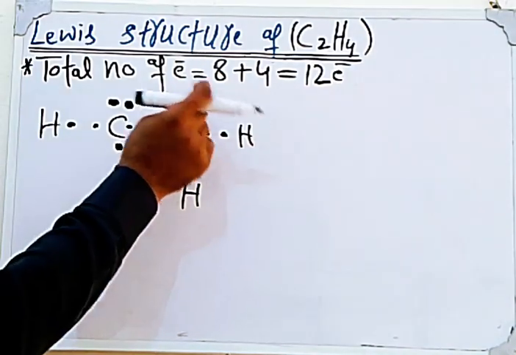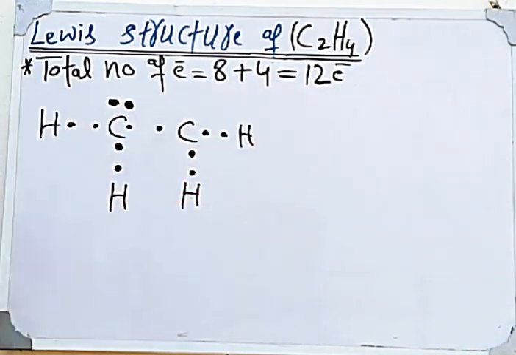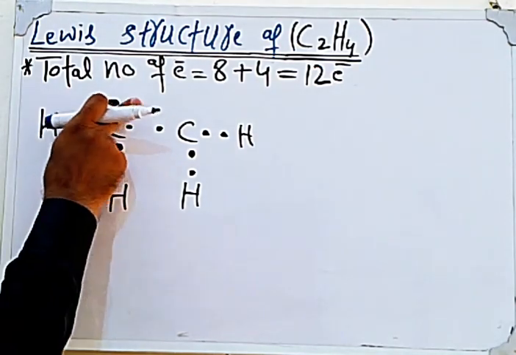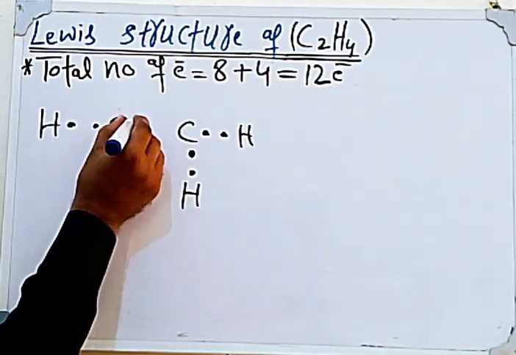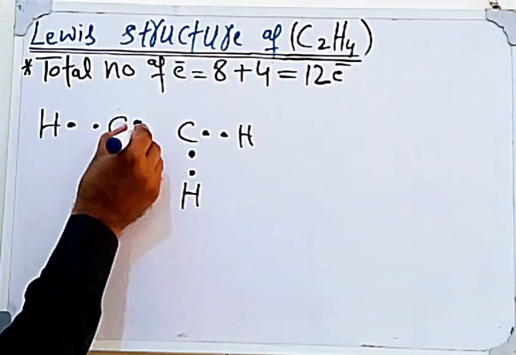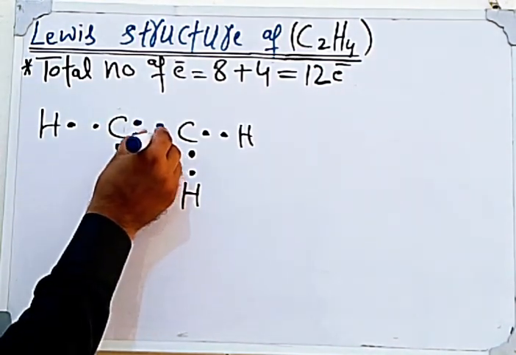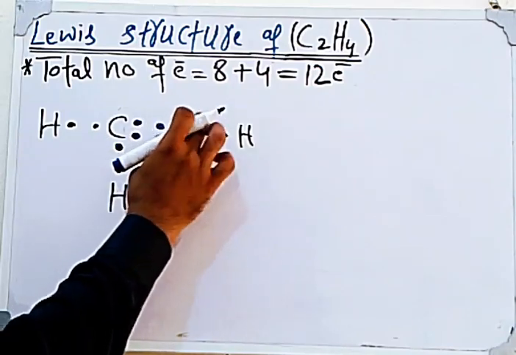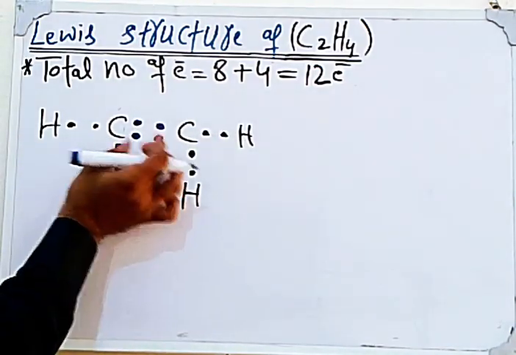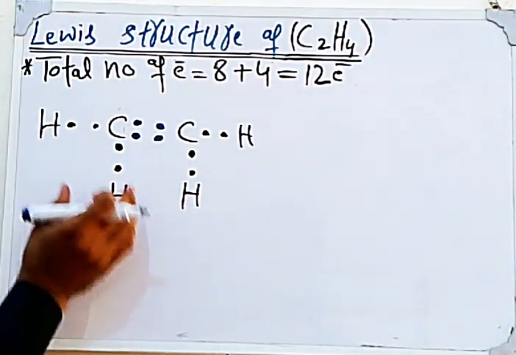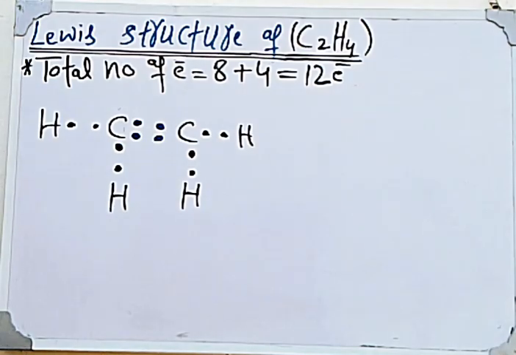If we observe this carbon, we know that it contains 6 electrons. So, if we transfer this pair of electrons between the two carbon atoms, then we observe that every carbon atom completes its octet and hydrogen completes its duplet.